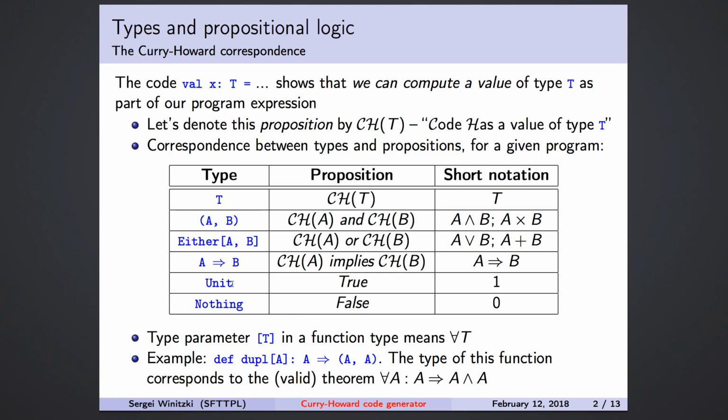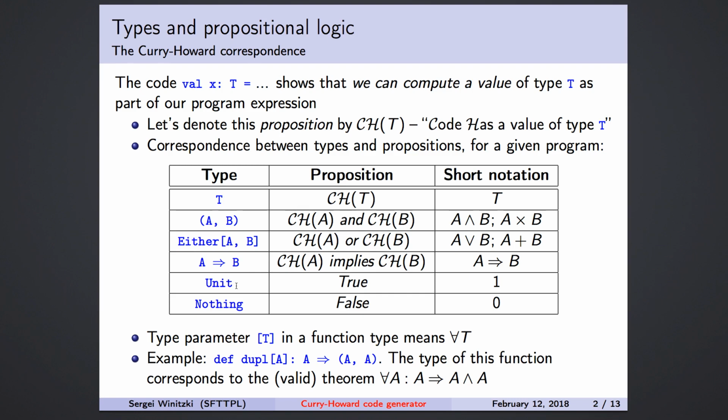Now, if you have a function from A to B in your Scala code, that doesn't really mean you have an A or that you have a B. But it means that if somebody were to give you an A, a value of type A, you would be able to apply that function and produce a value of type B. Which means that if CH of A is true, then CH of B is true. So this is an implication in the logic.